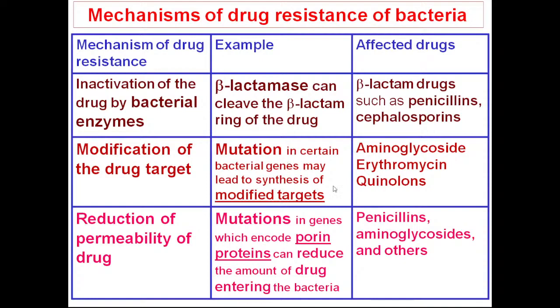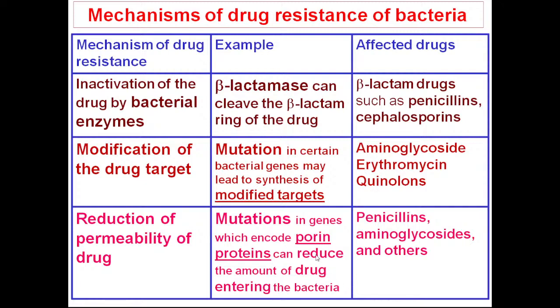For example, mutations in certain bacterial genes may lead to synthesis of modified drug targets. For example, this is typical for aminoglycosides, erythromycins, and as we said, quinolones, where the enzymes are used as targets for the drug. If mutations occur in the gene that codes for these enzymes, then these enzymes will not be affected. That is called modification of the drug target.